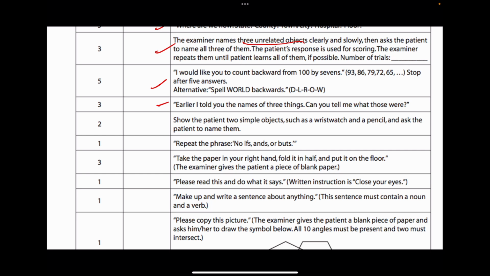Show the patient 2 simple objects, a wristwatch and a pencil, and ask them to name it. That's your fund of knowledge. Repeat the phrase, no ifs, ands, or buts. Okay, you want to see how their mouth makes those sounds. Can they listen to directions even? If I ask you, repeat after me, no ifs, ands, or buts, and they can't do it, they have a problem in some area, and you mark them off on these things.